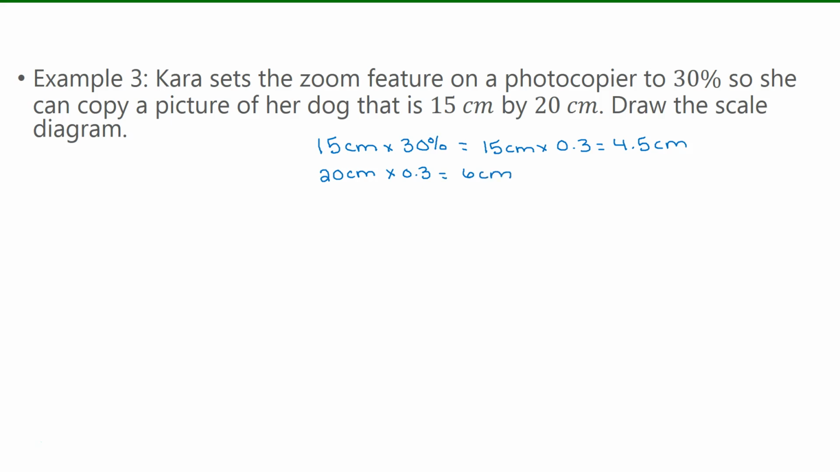So now using my ruler, you can draw a line straight down that is 4.5 centimeters long, and the line going straight across that is 6 centimeters long. Again, straight up, 4.5, and then straight over for 6.